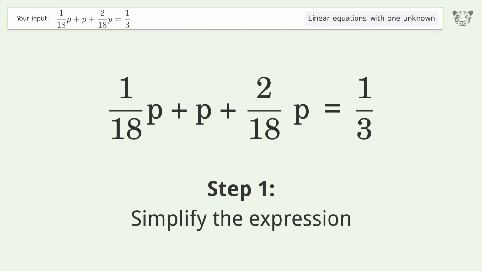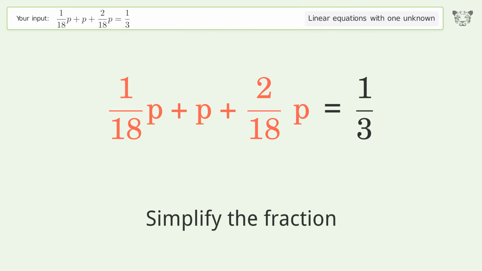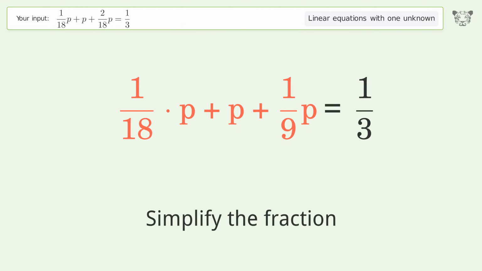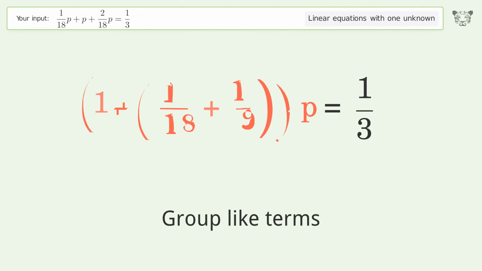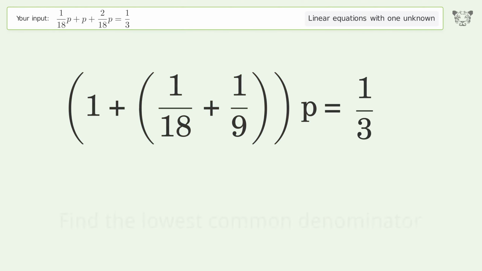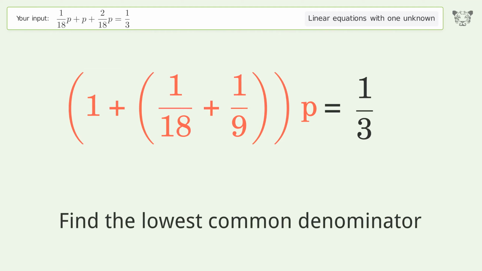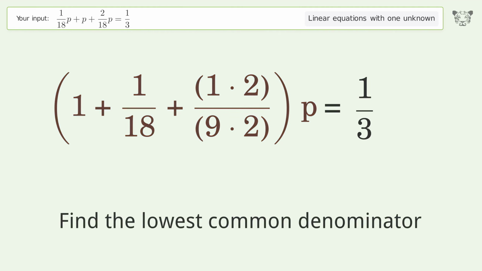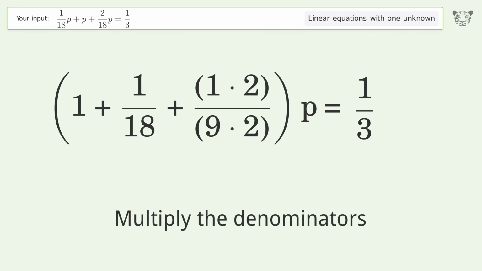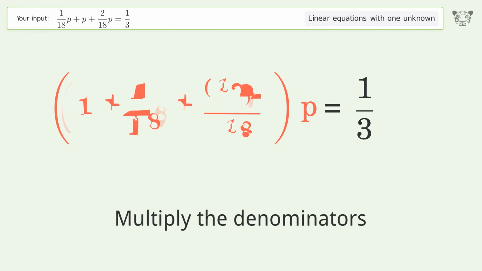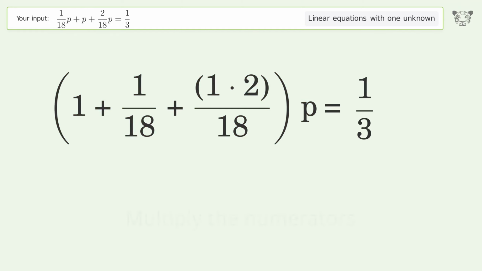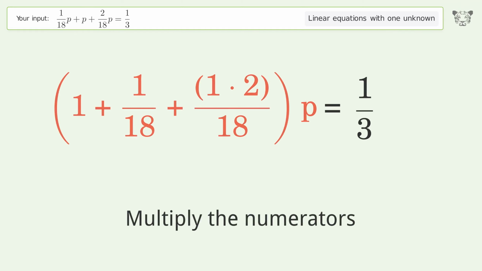Simplify the expression. Simplify the fraction. Group like terms. Find the lowest common denominator. Multiply the denominators. Multiply the numerators.